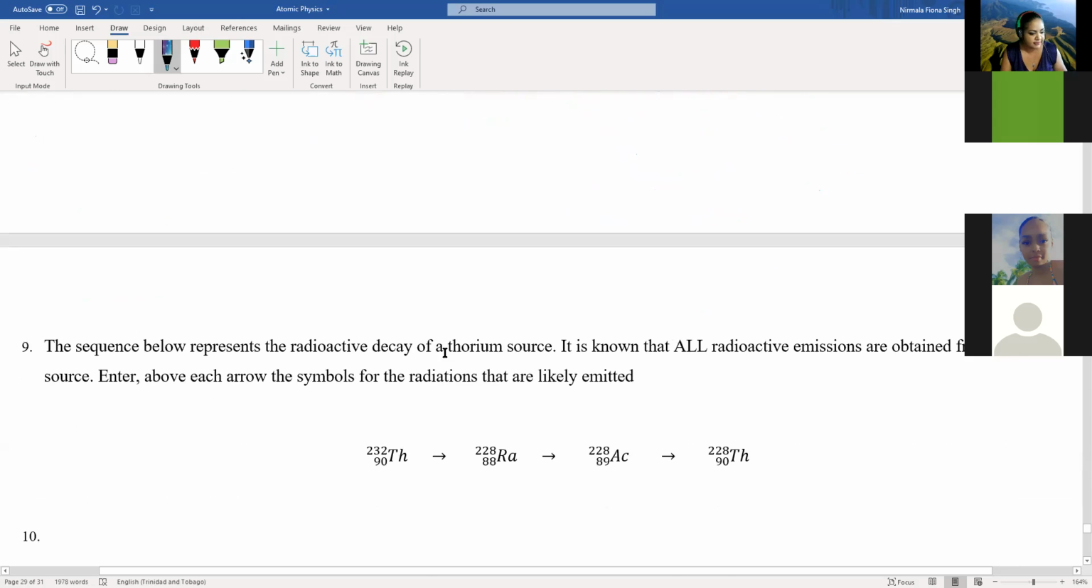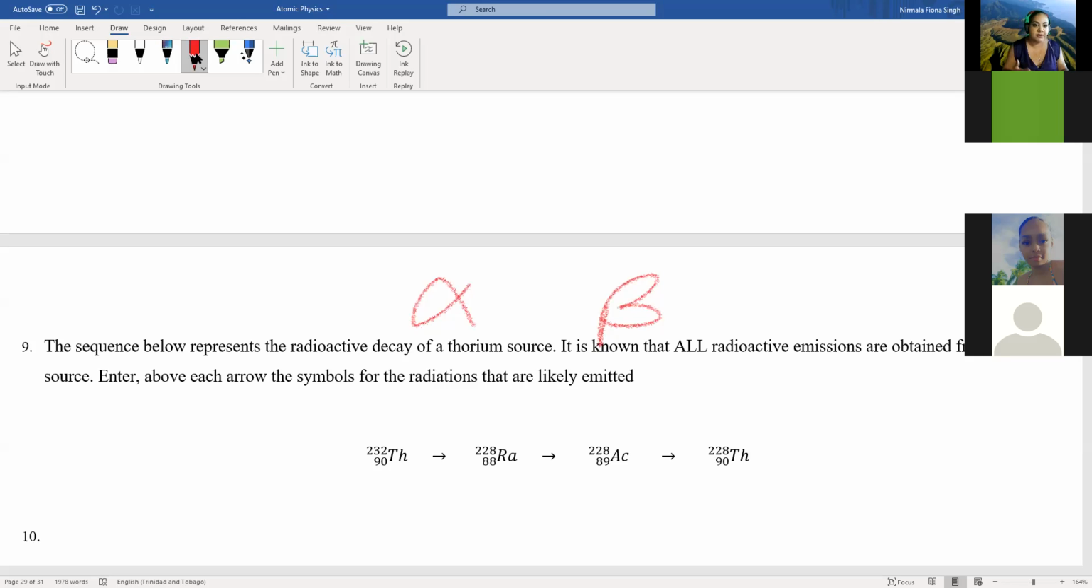So question 9 shows how to do a radioactive decay sequence. You're all just going to see which part has alpha and which part has beta. We already did a question just like that. So you're going to see which one of them changes by 4, 2, and which one of them changes by 0 and plus 1, because you're adding 1 to the number.